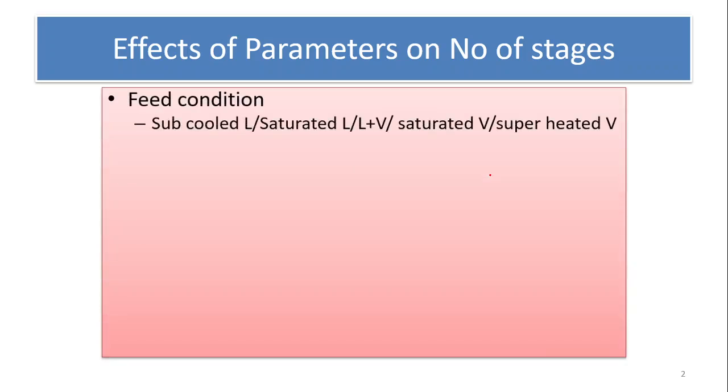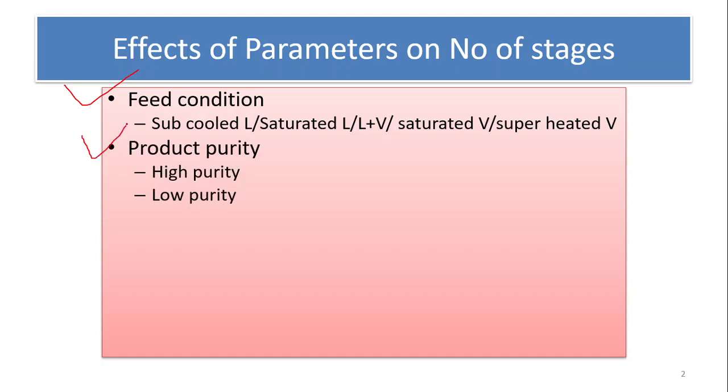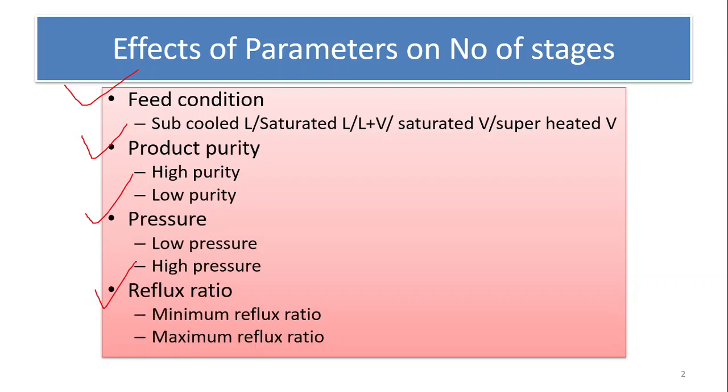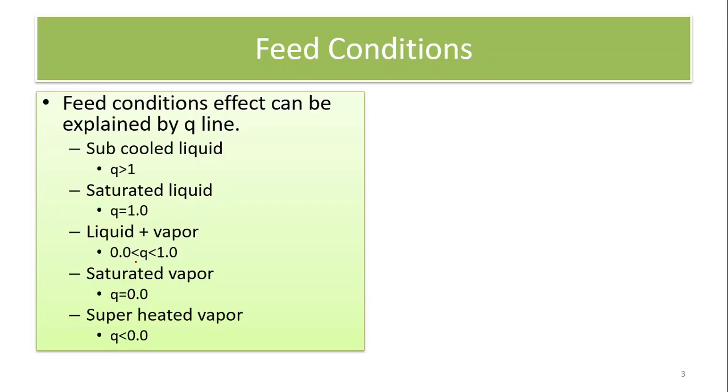So there are a few parameters. For example, one parameter is the feed condition, the second is the product purity, the third is the pressure, and then the reflux ratio. These are the parameters that have a very important impact on the number of stages. Number one is the feed condition. We all know about the feed conditions.